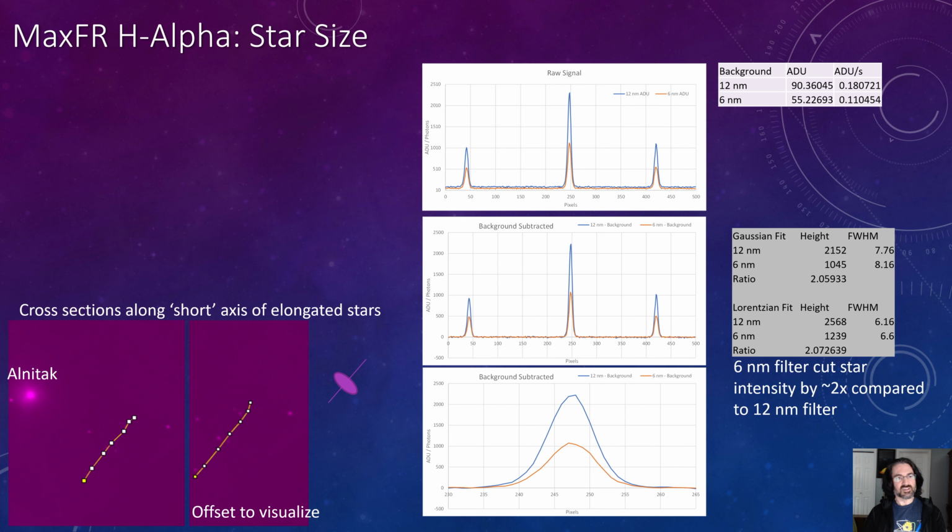One other analysis that I did considered how filter bandwidth influenced star size. I covered this quite a bit in my previous video, so just to summarize, I looked across 3 stars, subtracted out the background, and can generally say that the 6 nanometer filter reduced star intensity by about a factor of 1/2. So if you're trying to do narrowband targets like nebula, one advantage of the 6 nanometer filter is that it will suppress the stars, which will make image processing a little bit easier because it will already be reducing those stars for you. If you want more information about this, I'll leave a link.